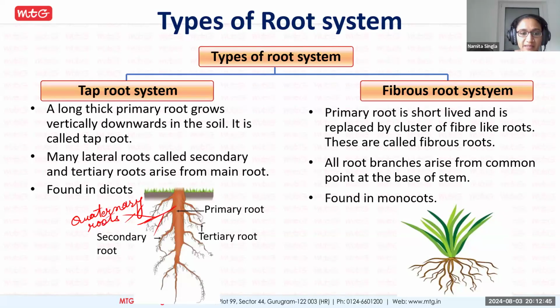Quaternary roots. I think there will be an E here. So quaternary roots are nothing but lateral branches. We have heard this term before. So secondary roots, tertiary roots, quaternary roots, all these roots are collectively called lateral branches of the roots. And they are of different thickness. The primary root is the thickest. It is found in dicots.